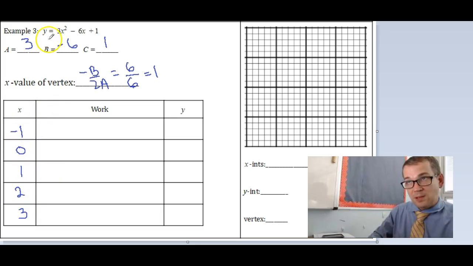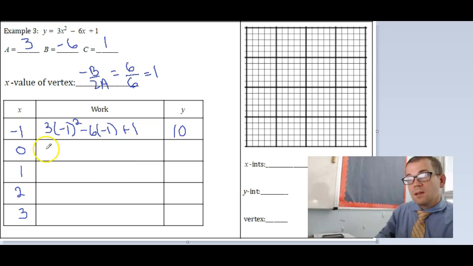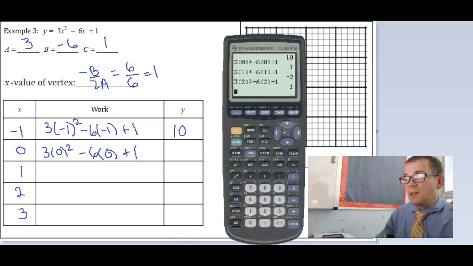These numbers will be plugged in for x in the function. I'm going to definitely put them in parentheses, but put the square on the outside of the parentheses, like this. Get out the old calculator, which I already plugged them all in. But this one popped out a 10. 3 times 0 squared minus 6 times 0 plus 1. And what came out when I did that was a 1.